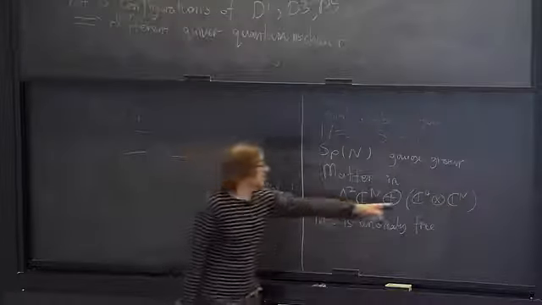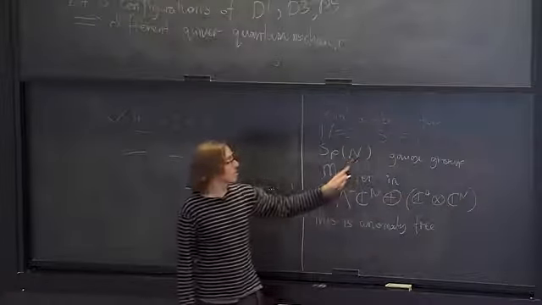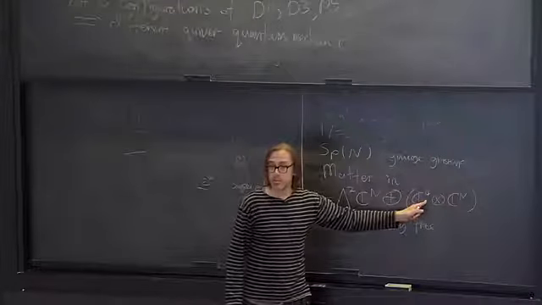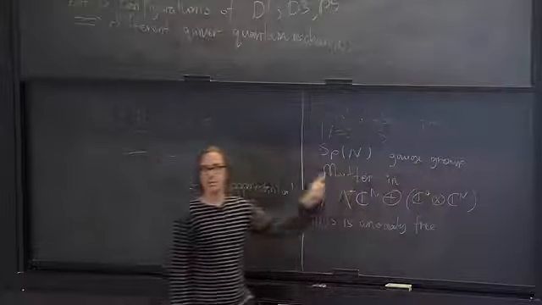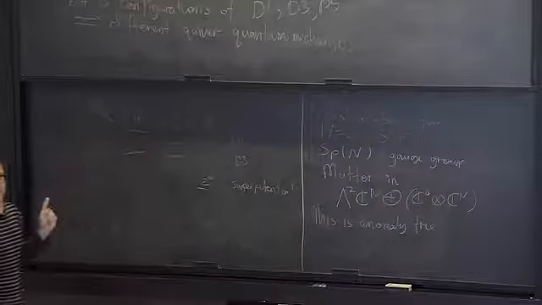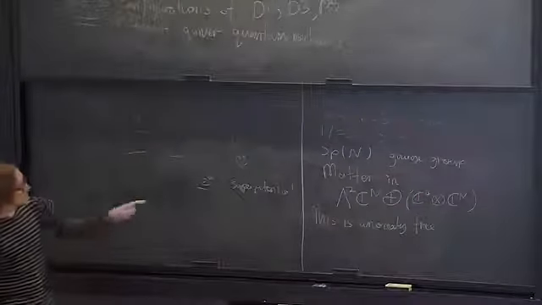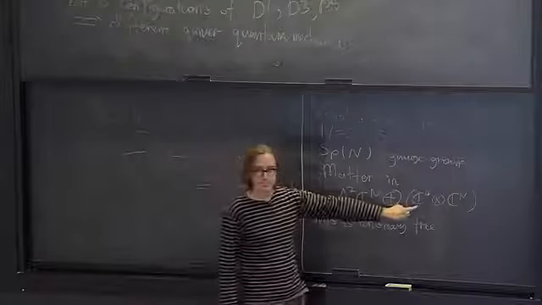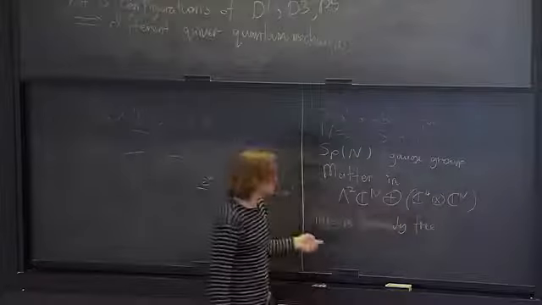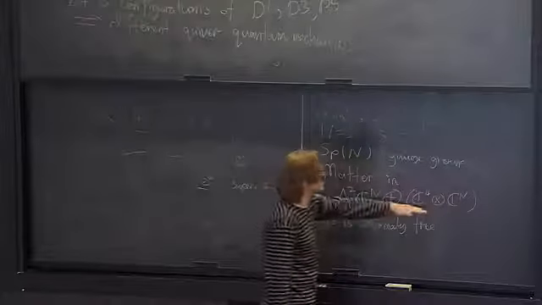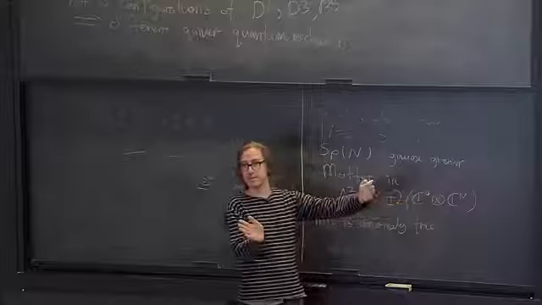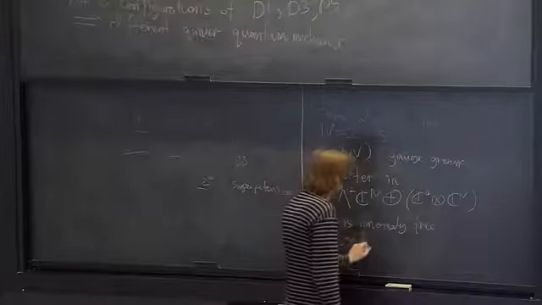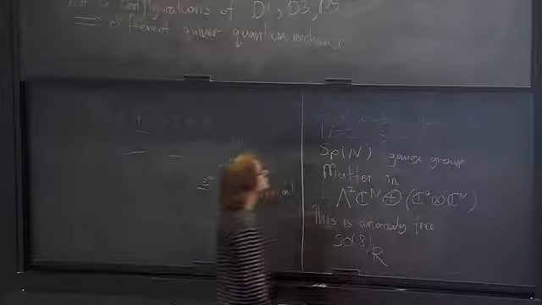For example, when n is 2, this is SL2 with 4 fundamental hypermultiplets, which is conformal. Is that right? Am I getting the... Yeah, okay, good. So I got it right. And you also notice, it looks like the flavor symmetry group is SU4, but actually it's SO8, because the hypermultiplet is a symplectic vector space. This is SO8 symmetry.